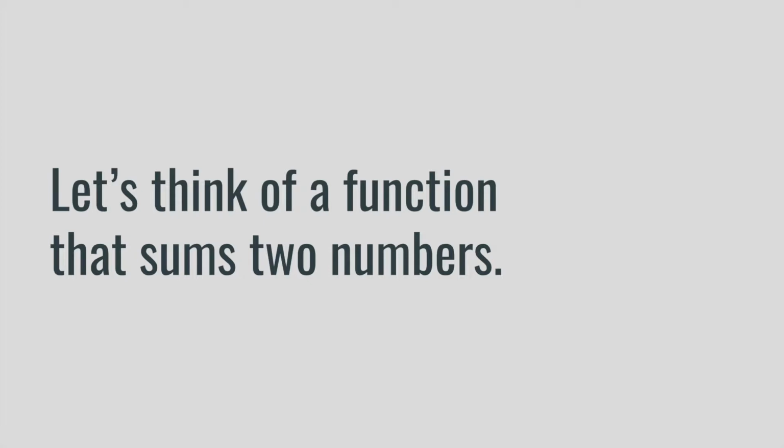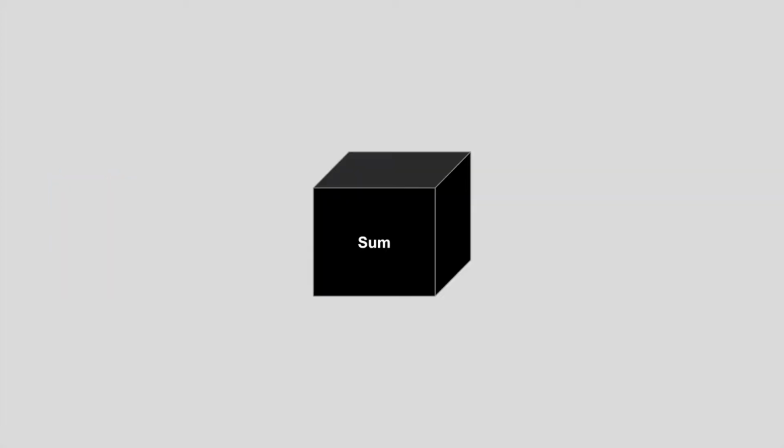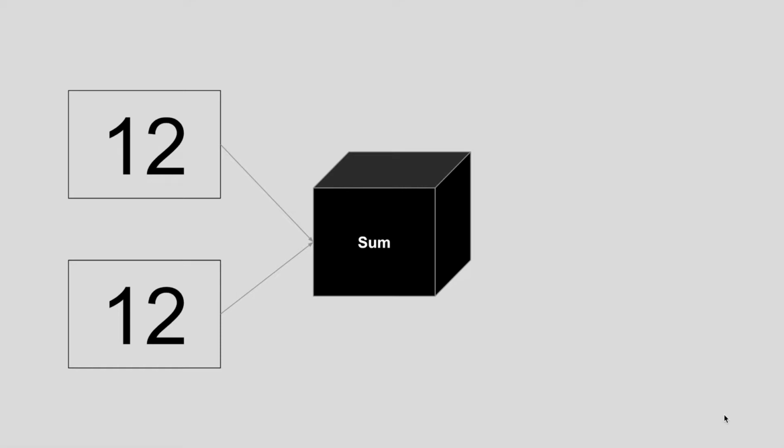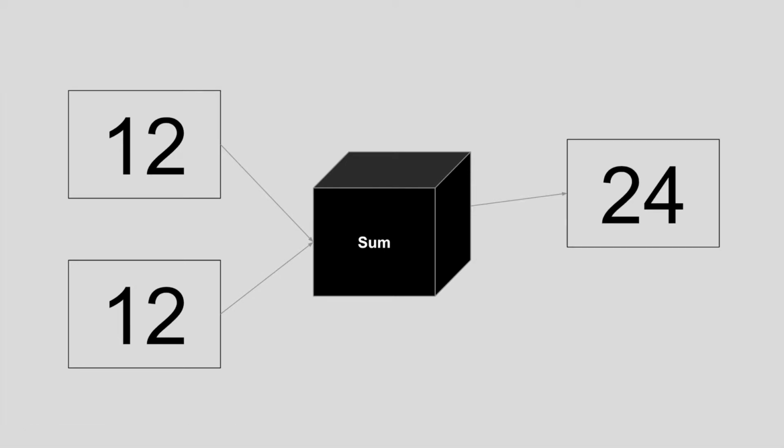So let's think of a really simple example of a function that sums two numbers. So we have this function. This function can take in two values. It can take in num1 and num2. So number 1, 12, number 2, also 12. So this function takes in these two numbers, does a little work behind the scenes, and produces an output of 24, because 12 plus 12 is 24.